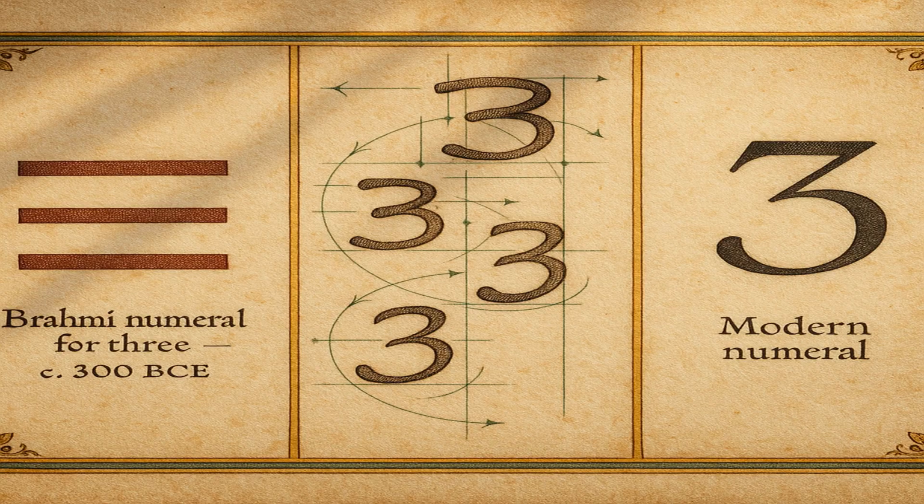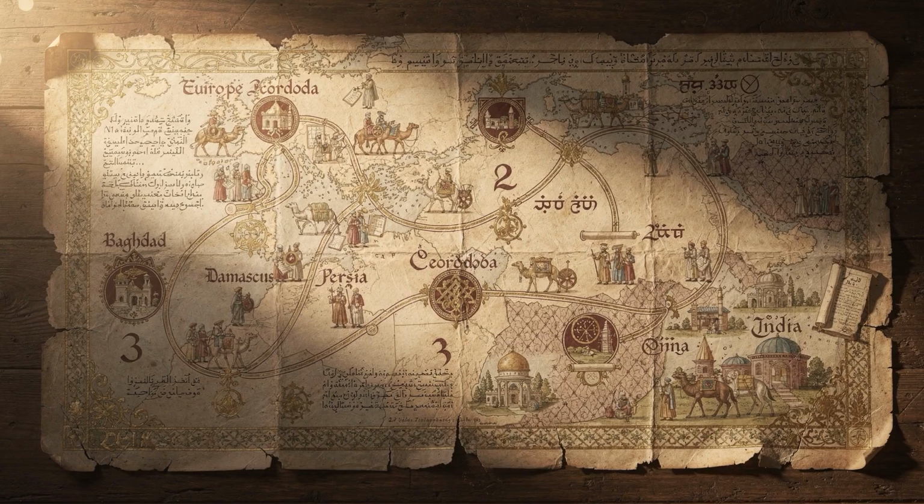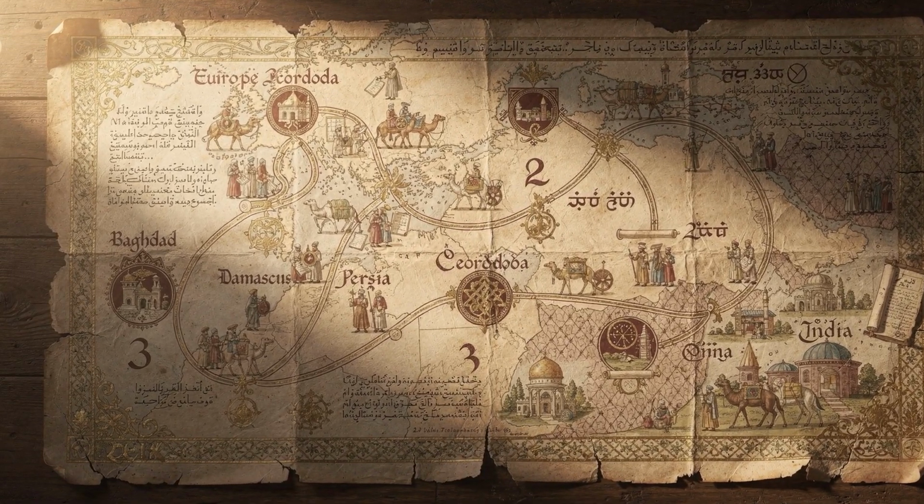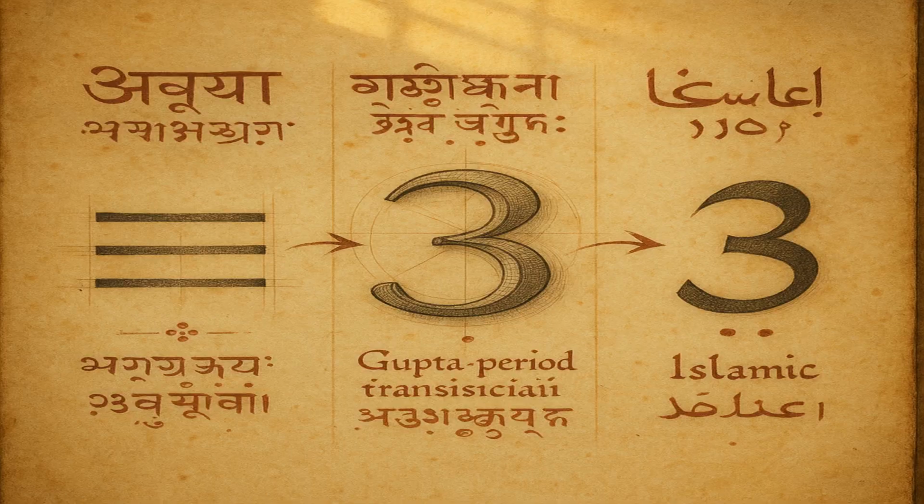The symbol we use for 3 today, that curved character that looks almost like a sideways letter M, has traveled through more transformations than any other numeral. In ancient Brahmi script around 300 BCE, 3 appeared as 3 horizontal lines, exactly as you might expect. But watch what happens as this symbol migrated westward through trade routes and conquests.